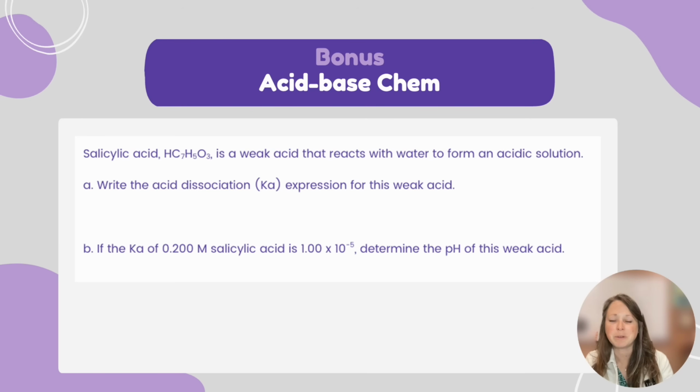I like even numbers, but we're doing 11 because we need some acid-base practice. So salicylic acid, maybe you have an acne wash that has that in it. This is a weak acid that reacts with water to form an acidic solution. So we're starting off light. We want to start with the acid dissociation expression for this weak acid.